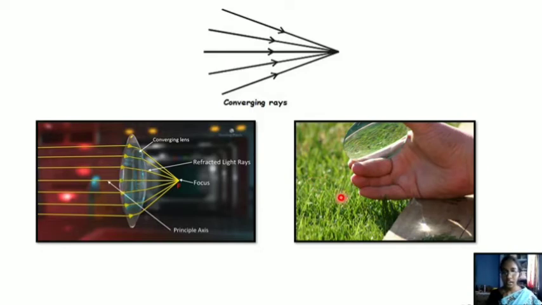In this condition, you can see the sunlight is focused to a particular point through the lenses. And in this picture also, you can see the light rays, when focused using a converging lens, all get focused to a particular point. This condition is called the converging condition, and the rays are called converging rays.